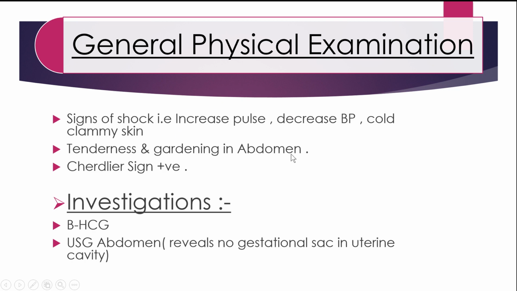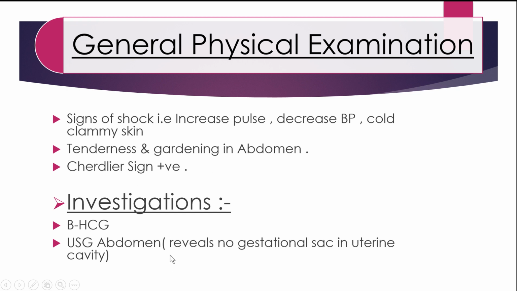On general physical examination, if the patient comes to you in an unstable condition, then it means that she is already in shock. The signs and symptoms will be decreased BP, increased pulse, and cold and clammy skin. All the signs and symptoms of shock. Tenderness and guarding over the abdomen, and Schindler sign will be positive. When you do the PV examination and you move the cervix, the pain will increase towards the site of ectopic pregnancy. That means the Schindler sign is positive.